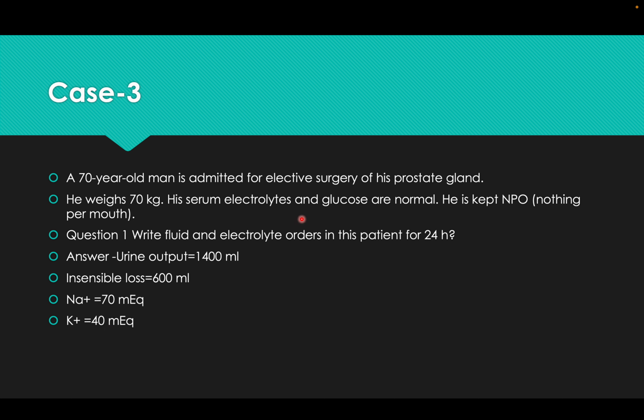So this is the formula you need to keep for all patients on nil per oral. What is the urine output? What are the insensible losses? What is the sodium requirement? What is the potassium requirement? If the patient is having hyponatremia, this requirement will increase. If the patient is having hypokalemia, this requirement will increase. And what is the glucose requirement also?